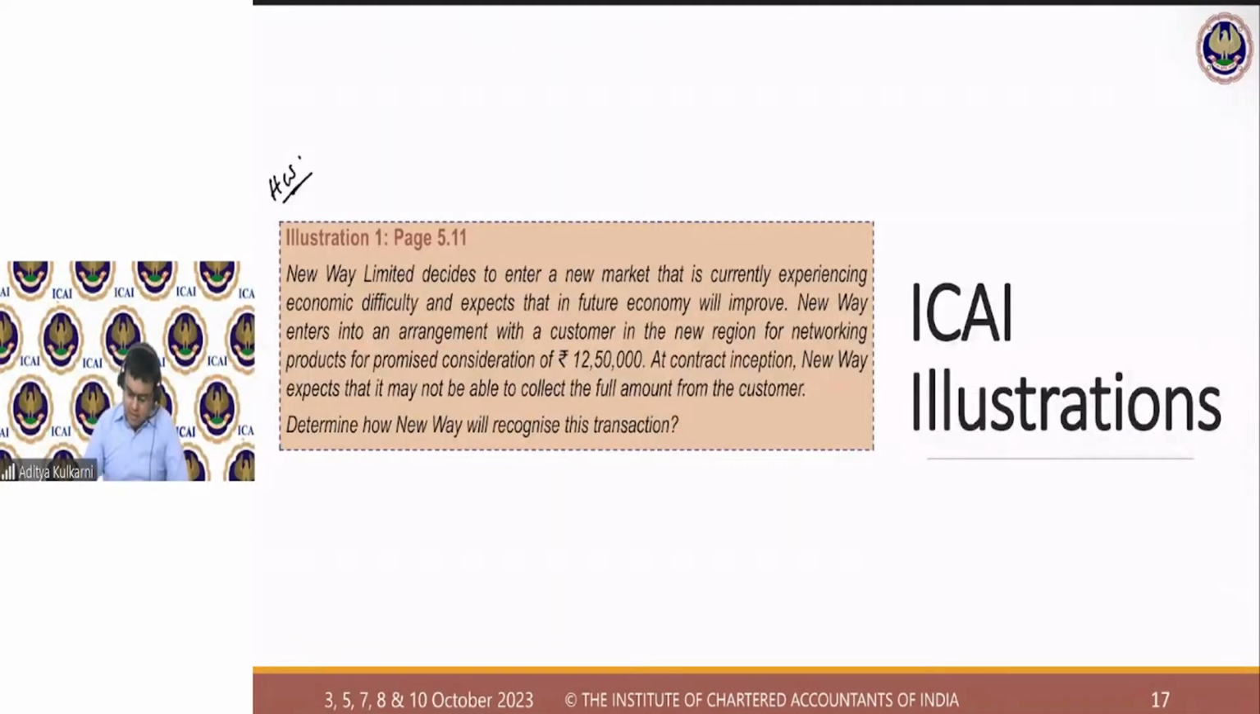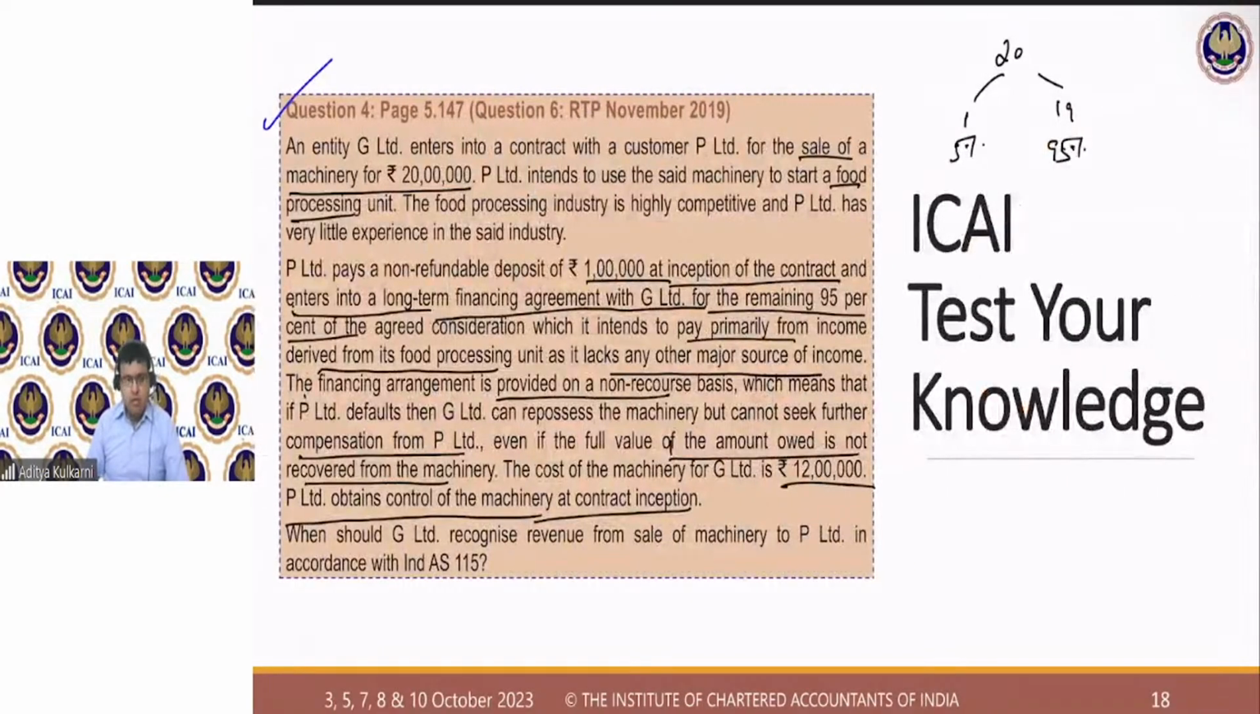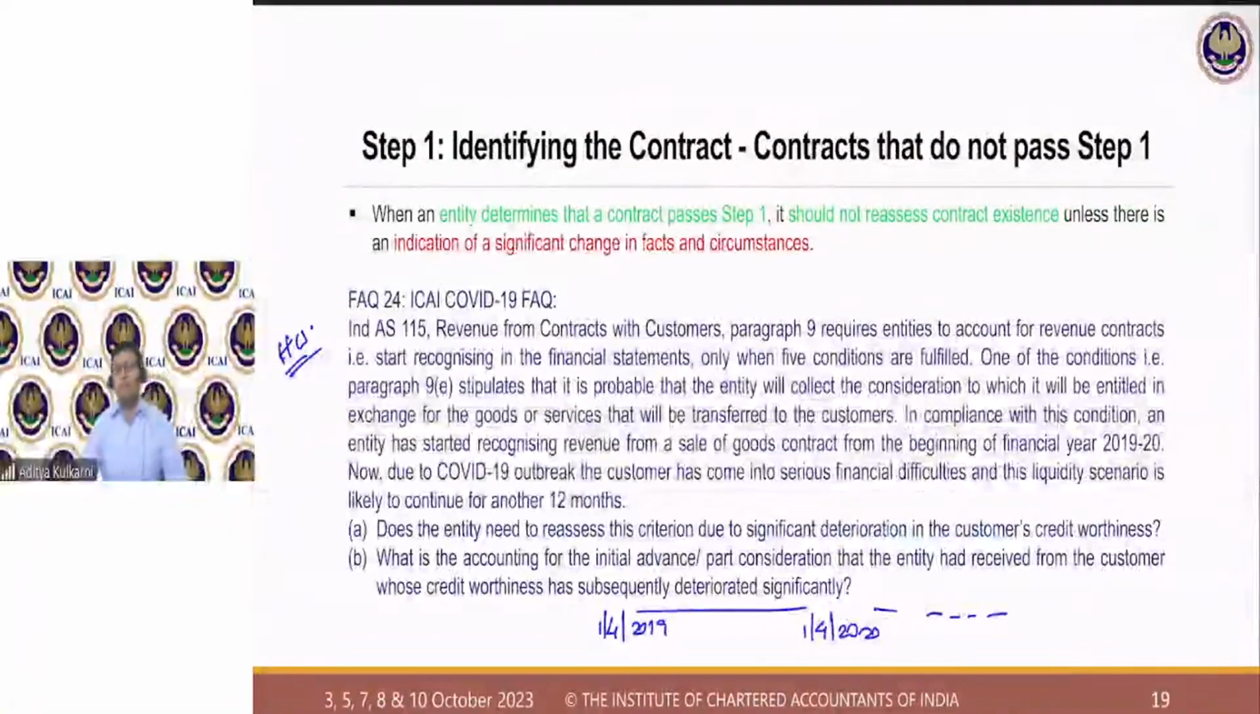I gave you certain questions for homework. Illustration 1, illustration 4, we had done question 4 of test your knowledge, which was also a past RTP question. We have done this in class, which was basically related to collectibility. And then we also saw this FAQ related to COVID-19 FAQs issued by the ICAI. Okay. Have you guys done those questions and revised what I told you to revise?